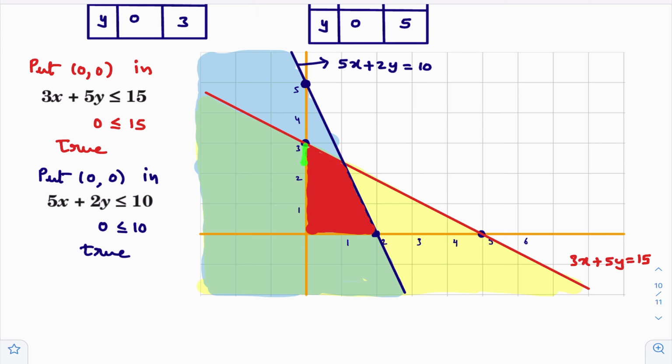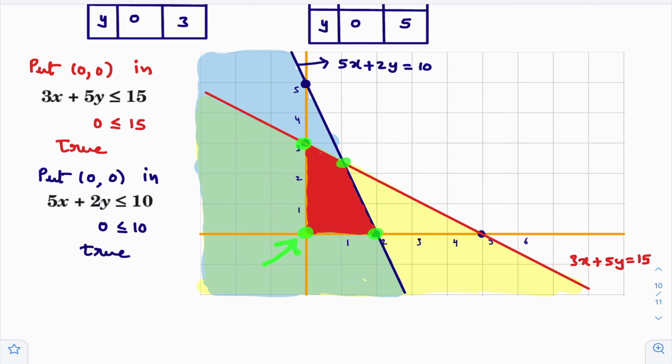You observe here this highlighted part. This highlighted part is the feasible region. Is this feasible region bounded or unbounded? This feasible region is clearly bounded because it is a closed area. Now what to do? We need to find corner points. You observe here corner points 1, 2, 3, 4. Total 4 corner points are there.